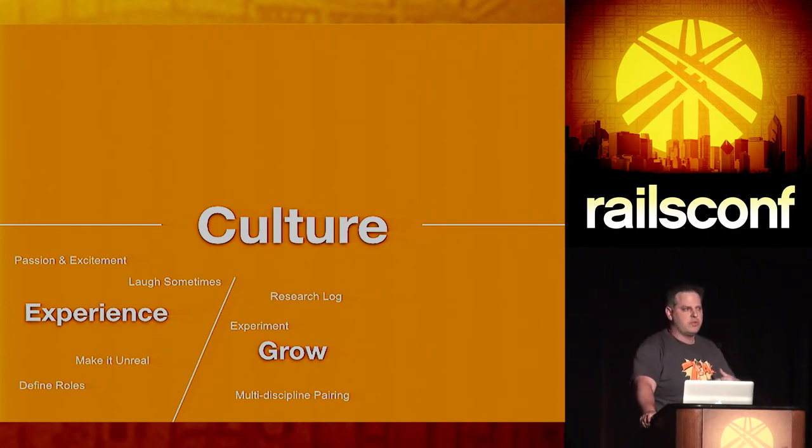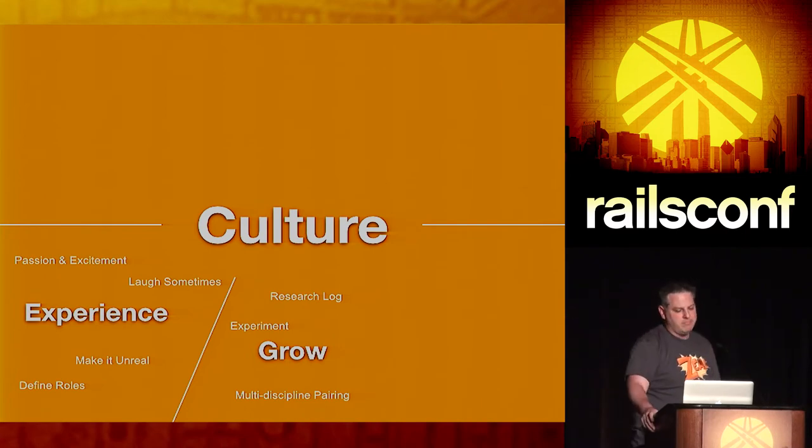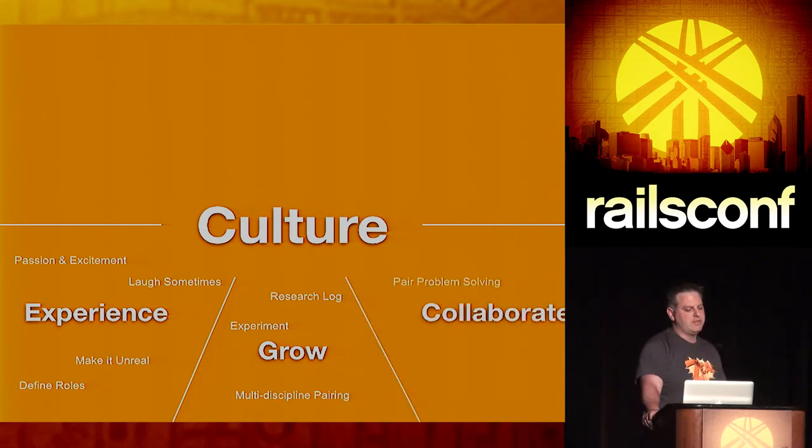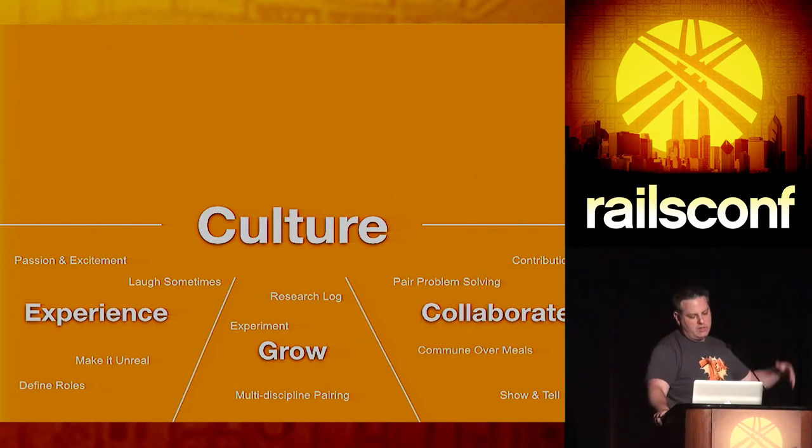That's everything we try and do with our people, our team members, with our clients, customers, users, whichever the role may be. Grow. Create an environment in which your people can grow. I'm going to skip a lot of the details, but I'd love to talk afterwards about how we achieve these things in our company. And if you've got some ideas of your own, that would be awesome. We use multidiscipline pairing, all kinds of cool things in order to grow our team. Collaboration: contribution, pair programming, communing, meals, end of day show and tells, things like that, in which we create a lot of collaboration amongst our team.